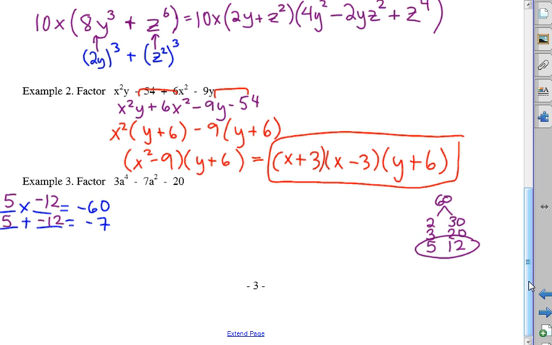So, anyways, what do we do with these two numbers? Put them in the middle. Remember to keep the same variable of your original middle term. So it will be a squared plus 5a squared minus 12a squared minus 20. Then we group the first two and group the second two. So what do we have in common in the first two? A squared.